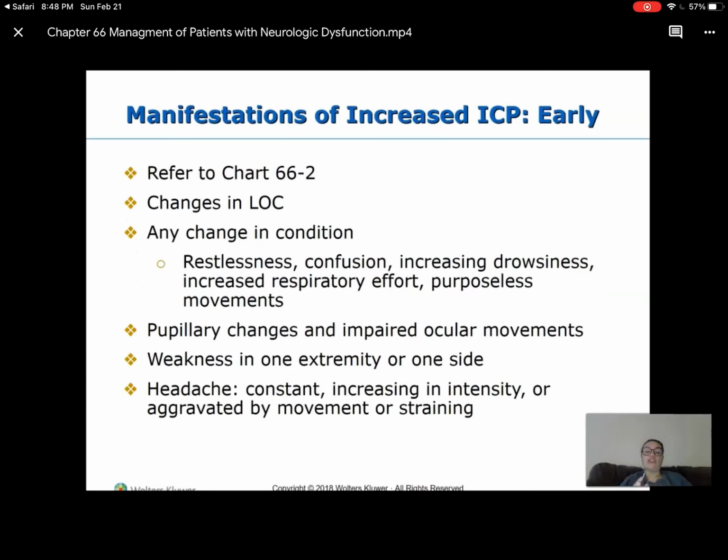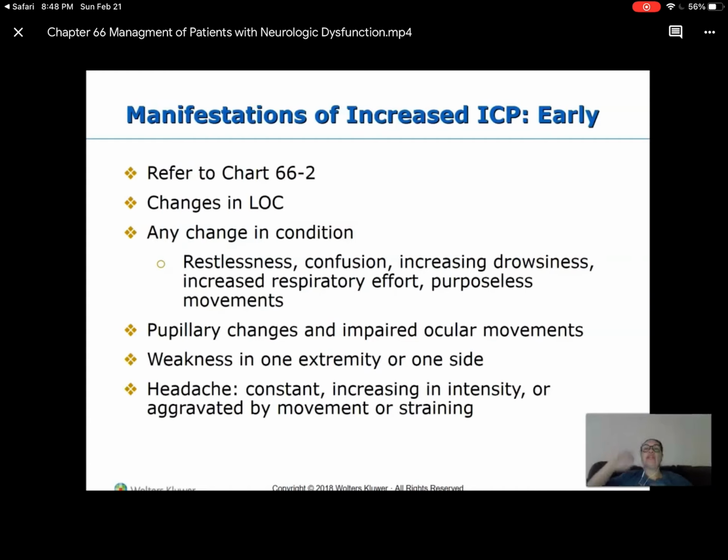Okay, so manifestations. 66-2 again has all of them. Our nursing role, every sign and symptom, everything. I give you kind of the basis here and the main points. Change in level of consciousness. That's the early sign. Please know that. It is never okay to not be lucid.